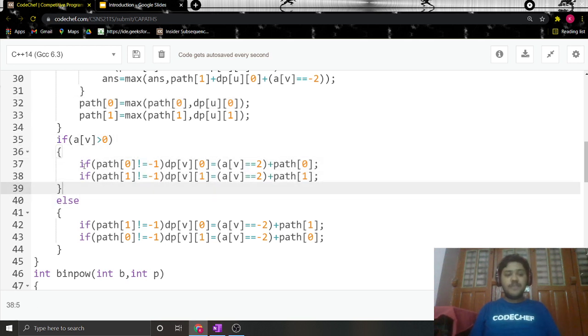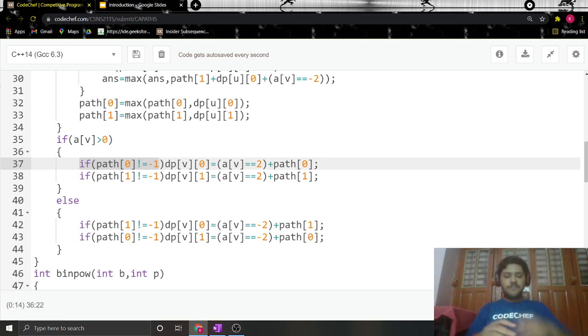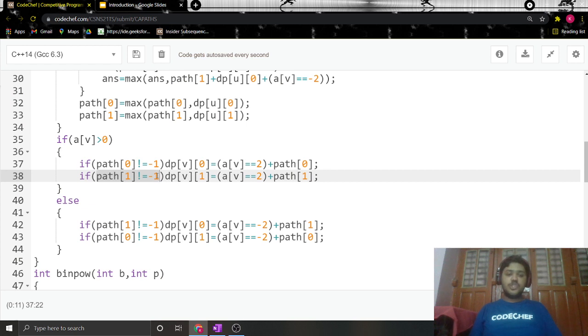Okay, now if a of v is greater than 0, here I am updating the values of dp[v][0] and dp[v][1]. If there was some child who was offering me a positive path, then I would just combine with that positive path. I am positive, that is positive, so positive into positive is positive. And if a of v is equal to 2, there would be an increment in the power of 2, so a of v equal to plus path of 0. Now if there is a child which is offering me a negative path, and I am positive, positive into negative is negative. So this is the maximal value negative path, dp[v][1] is equal to a of v is equal to 2, there would be an increment in the power of 2 plus path of 1, which represents the number of powers of 2 in the maximum magnitude negative product path among all the children of vertex v.